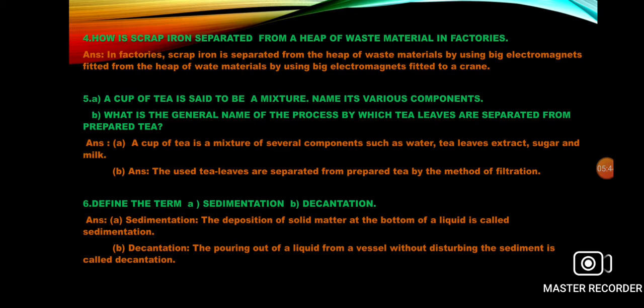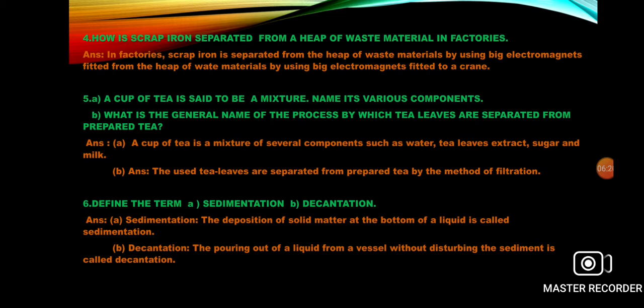Alright, decantation, what is decantation? The pouring out of a liquid from a vessel without disturbing the sediment is called decantation. Sometimes at home, before cooking rice, our parents wash the rice frequently with water, isn't it? Now how do they pour the water? Have you seen that when the rice settles at the bottom, they pour water by tilting the vessel, isn't it? So that process is called decantation. Without disturbing the sediment, the pouring of the topmost water is known as decantation.